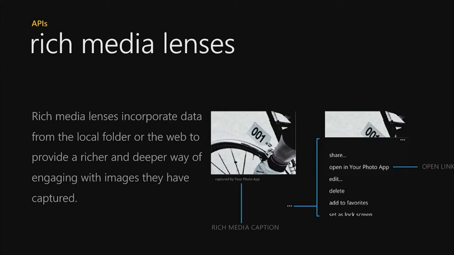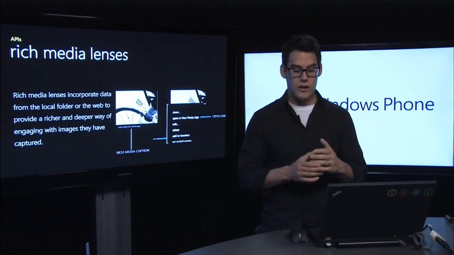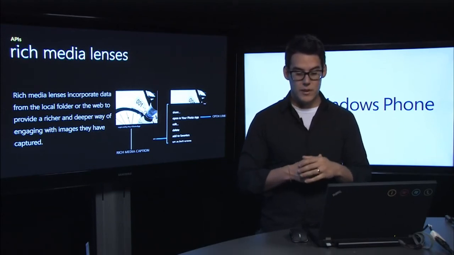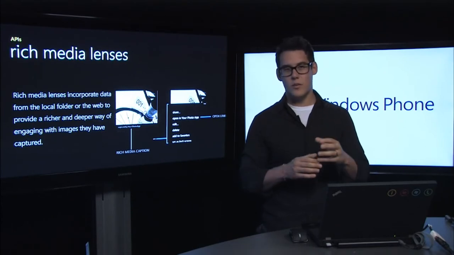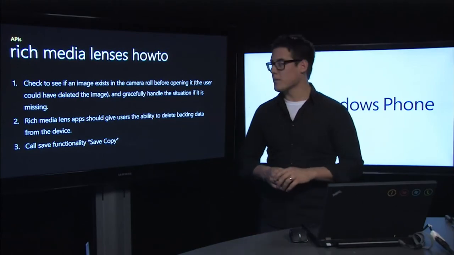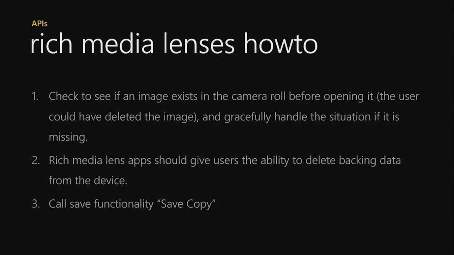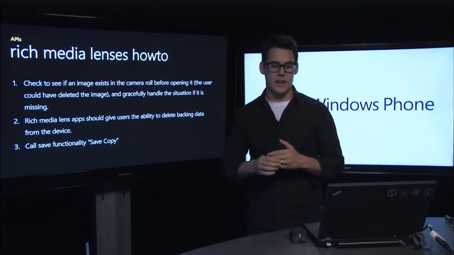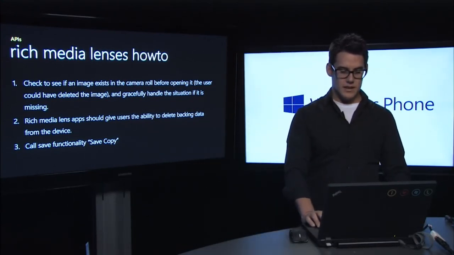If your app stores additional data for editing or viewing of photos, you should consider implementing a rich media experience, especially if it has a way of editing existing images on the device. So a couple of rich media how-tos. Check to see if an image exists in the camera roll before opening it. There's some little wonky issues that I've heard about there, and gracefully handle the situation if it's missing. Rich media lenses should give users the ability to delete backing data from the device, and call save functionality "save as copy," because it's going to save a copy. It's not going to save over the original picture, and the user should know that.